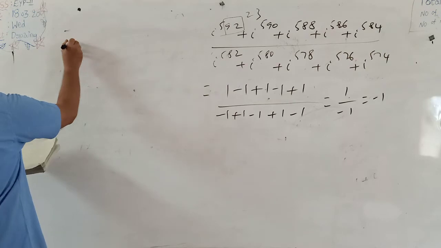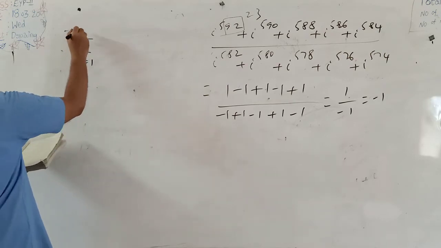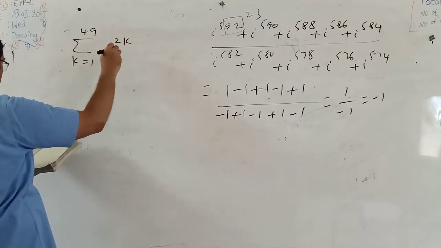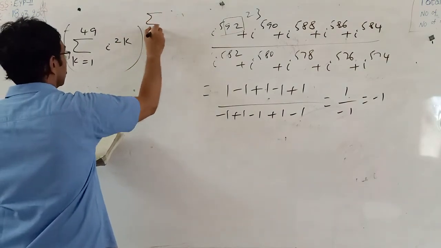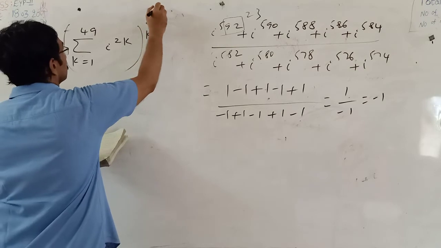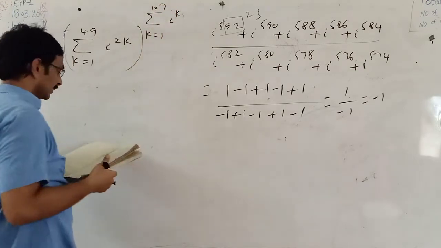The value of (sigma k equal to 1 to 49 of i power 2k) whole to the power of sigma k equal to 1 to 107 of i power k. Okay.